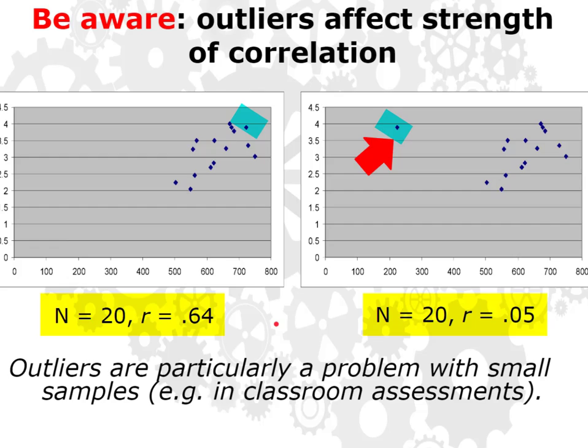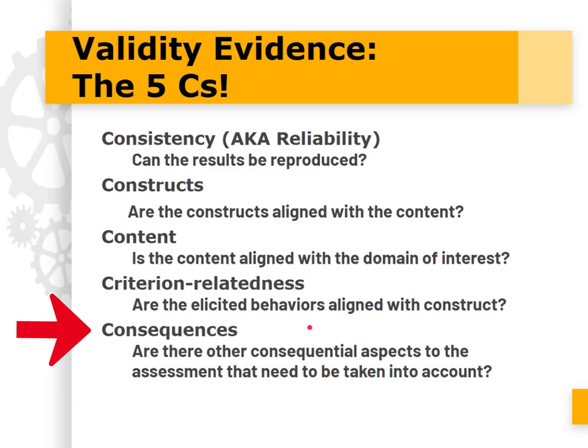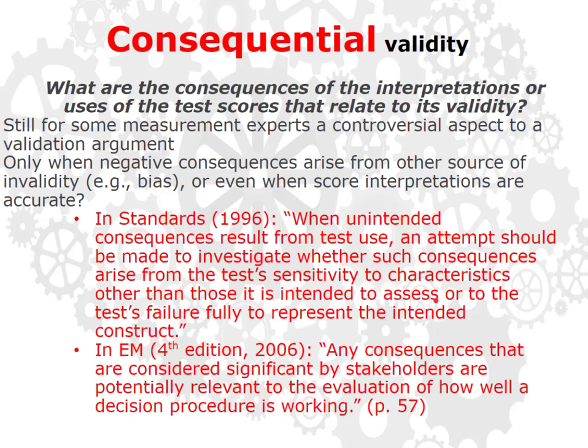The last type of validity is a controversial type of validity, called consequential validity. Are there other consequential aspects to the assessment that should be taken into account before being used? There are times when tests that were supposed to measure one particular thing, we'll say math achievement, are used in order to make decisions for other components.